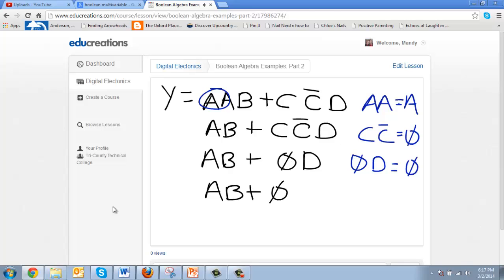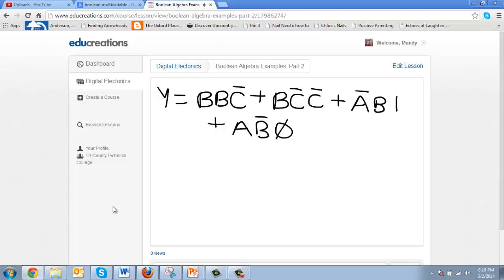So if going into an OR gate, one of those is always 0, we know that we wrote it previously like this: x or 0 was x. So y equals A and B would be our final answer.